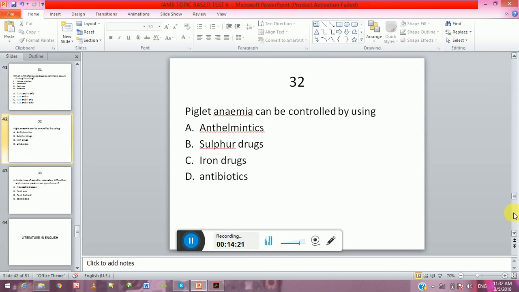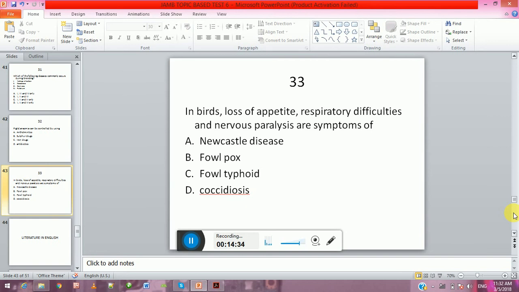Piglet anemia can be controlled by using A. anthelmintics, B. sulfur drugs, C. iron drugs, D. antibiotics. In birds, loss of appetite, respiratory difficulties, and nervous paralysis are symptoms of A. Newcastle disease, B. fowl pox, C. fowl typhoid, D. coccidiosis.